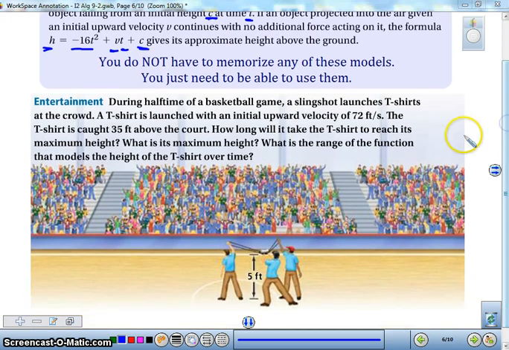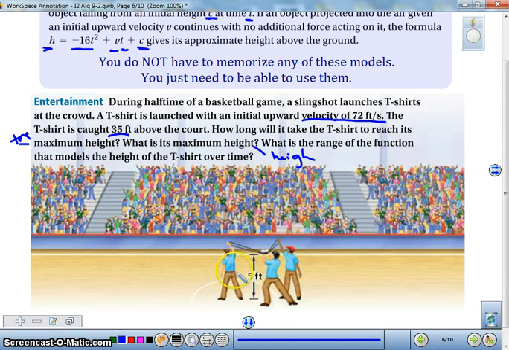And you're thinking, wow, this is kind of tough. So as we read this situation, during halftime of the basketball game, the slingshot launches T-shirts into a crowd. A T-shirt is launched at an initial upward velocity of 72 feet per second. The T-shirt is caught at 35 feet above the court. How long did it take the T-shirt to reach its maximum height? That's going to be our time that we're trying to find. What is the maximum height? That is our height that we're asked to find. And what is the range of the function that models the height of the T-shirt over time?